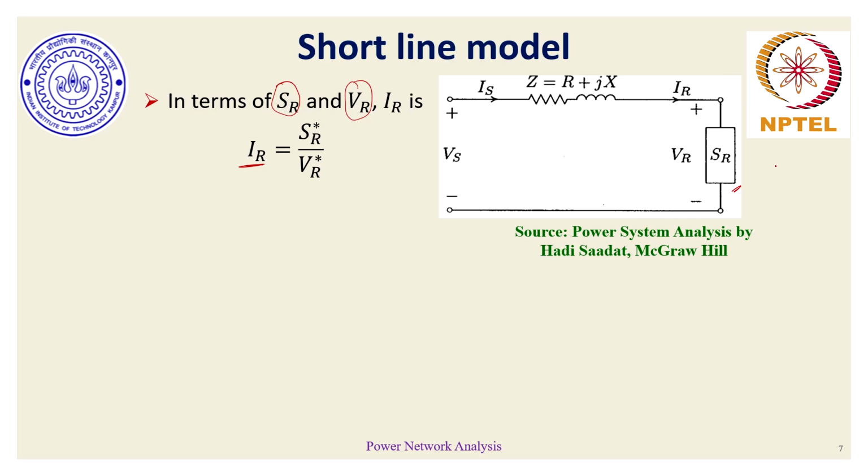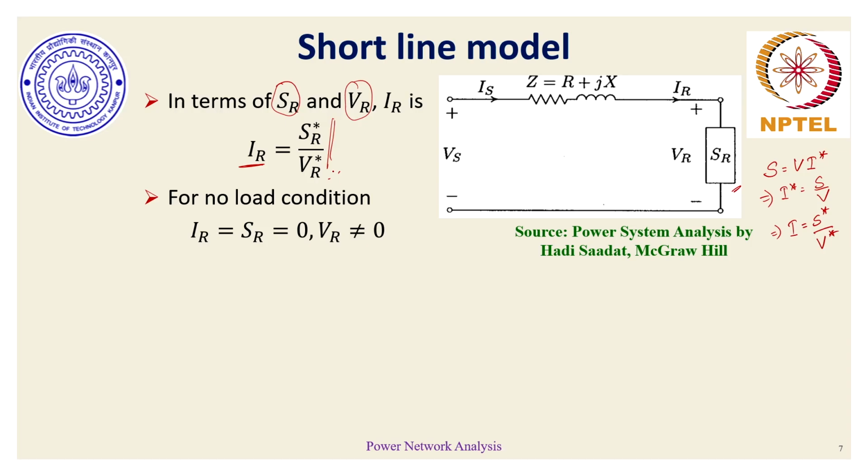Recollect that complex power is nothing but the product of voltage phasor and conjugate of current phasor. So if we rewrite I conjugate as S by V and take conjugate on both sides, I conjugate becomes only I, and S becomes S conjugate, V becomes V conjugate. That's how this relationship is defined.